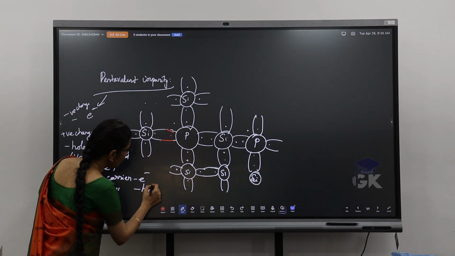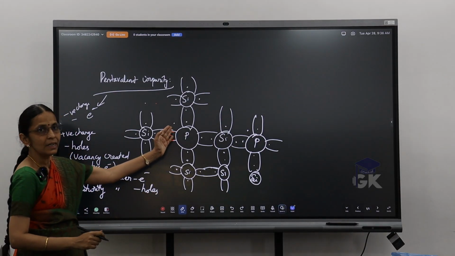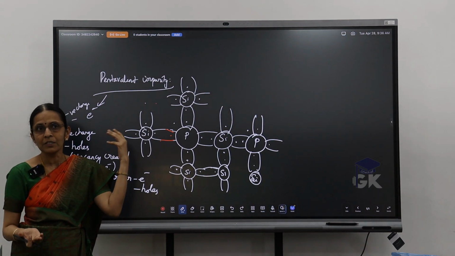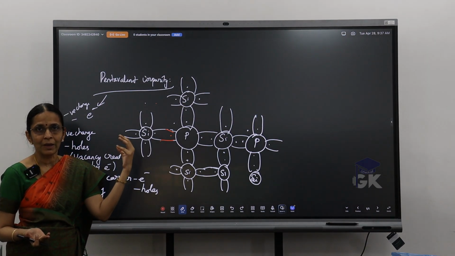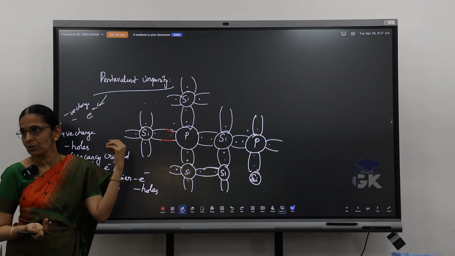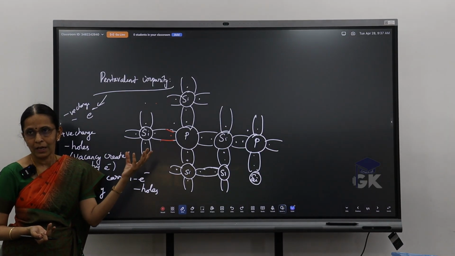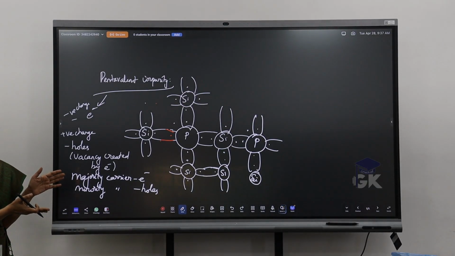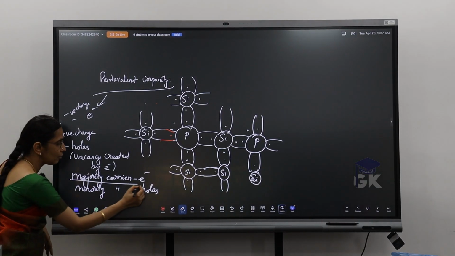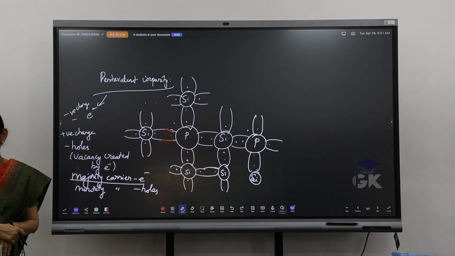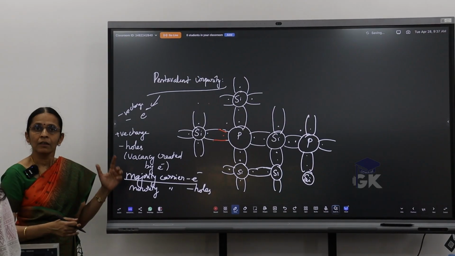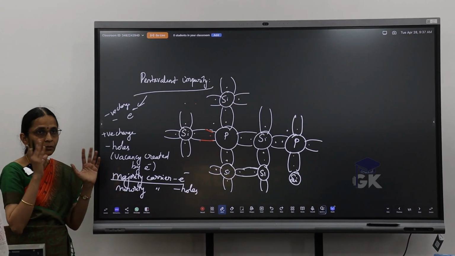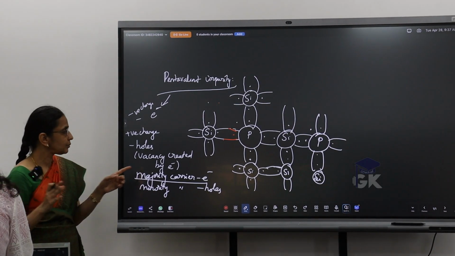So how do holes get created? Whenever an electron gets dislodged, that empty space is nothing but a hole. We treat it to be a hole. So if a pentavalent impurity is added to my semiconductor, then I will have more electrons and fewer holes, which I term majority carrier and minority carrier, right? This we have to keep in mind always.